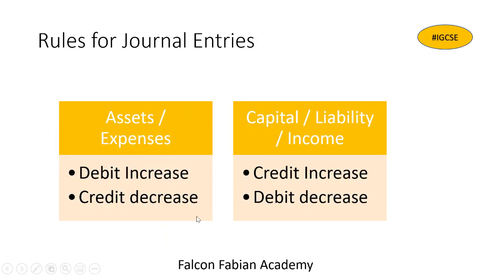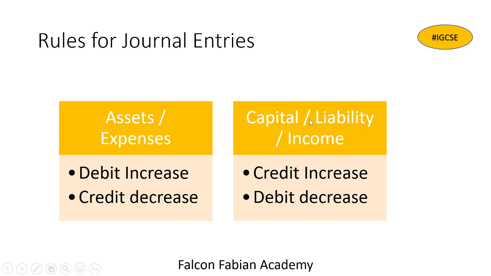So here you can see I have made a consolidated table from the rules that we just saw. You can make a note of the rules by going back to those slides, and you can also make a note of this chart that gives you a glimpse of all the rules over here. So whenever there is increase in assets or expenses, it needs to be debited. The rule for assets and expenses is debit increase and credit decrease. So if assets increase, you debit it. If expenses increase, you debit it. And if they decrease, you credit it.